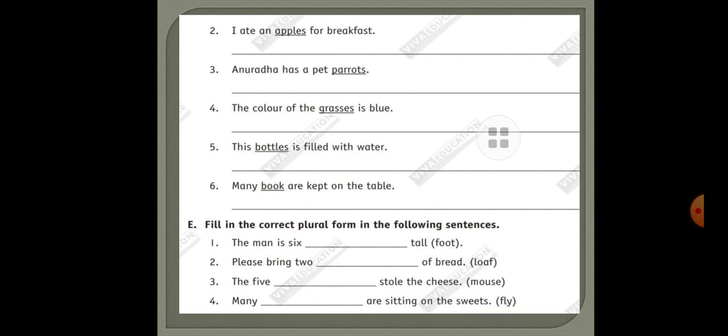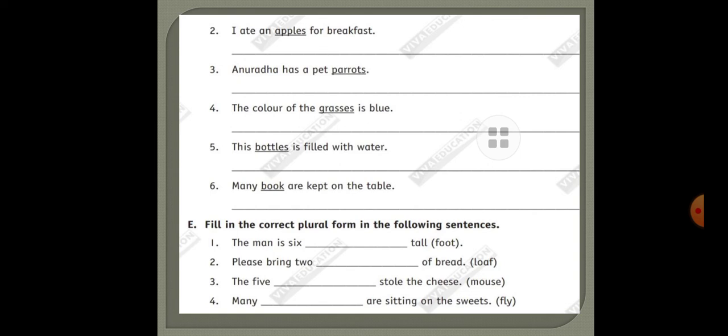And exercise E is fill in the blanks with the plural form in the following sentences. So children, nouns are given in the bracket. You have to write the plural form in the sentence, like The man is 6 dash tall. So you have to write the plural of foot, feet. The man is 6 feet tall. Please bring 2 dash of bread. Loaf. Plural of loaf is loaves.